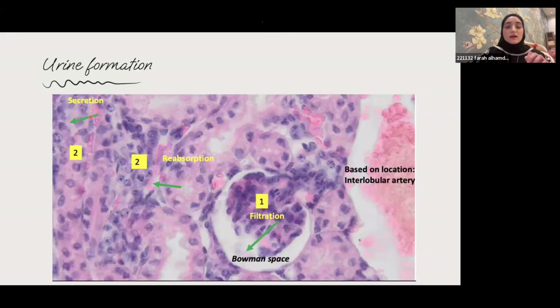And so here we have the pars recta of the distal convoluted tubule. Here we have secretion because we don't have microvilli. Okay, and so secretion means the molecules, or the urine, are going from the capillaries back into the tubules. Okay, secretion or excretion.